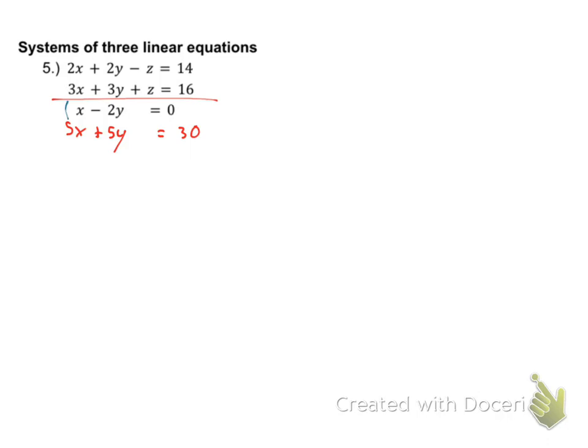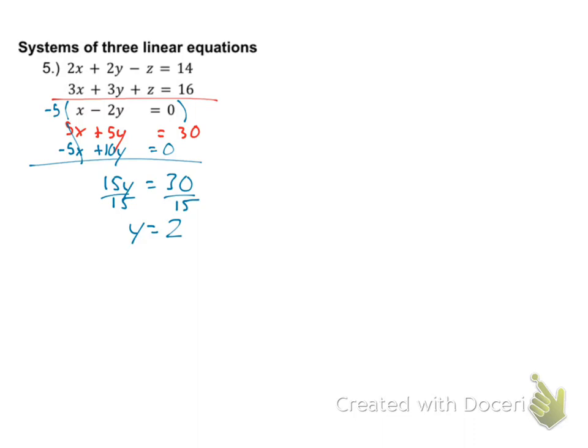So I'm going to multiply this top equation in the middle here by -5. So I get -5x plus 10y equals still 0, because -5 times 0 is 0. And then I can add those two together. Those are gone. 15y equals 30. Divide by 15. So y has to equal 2.